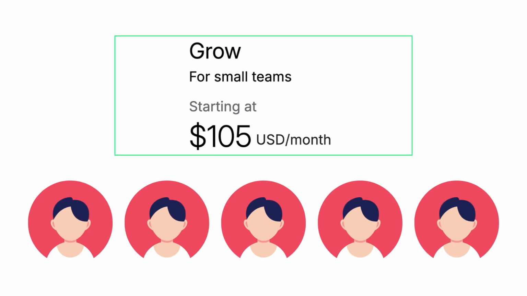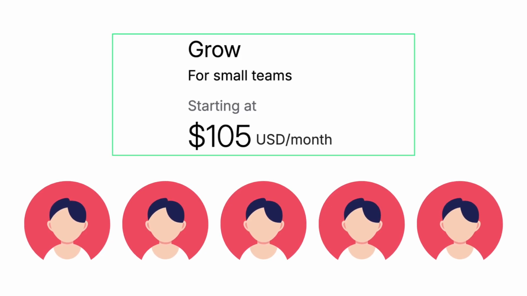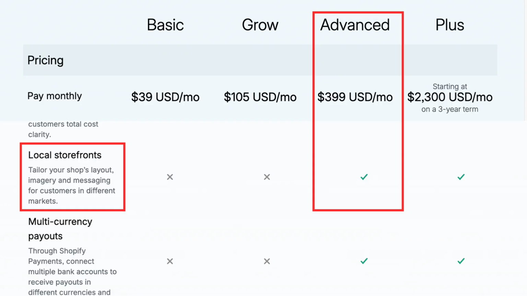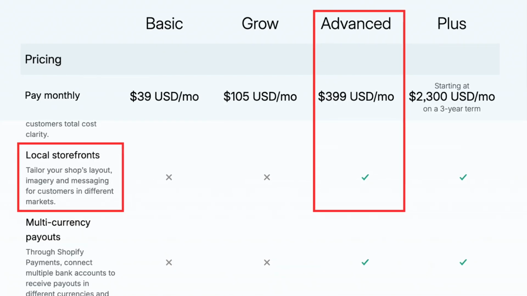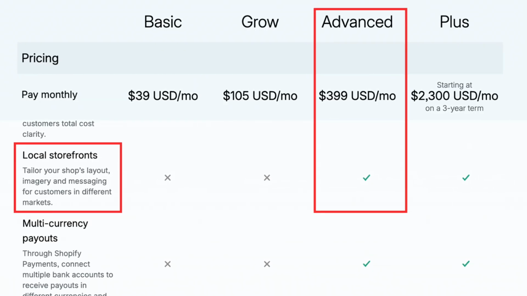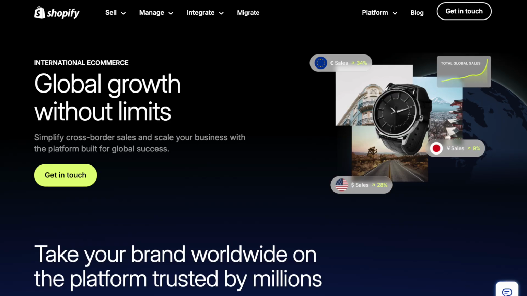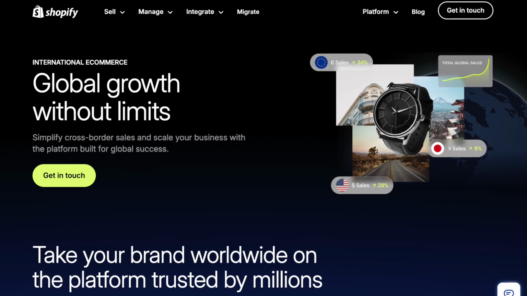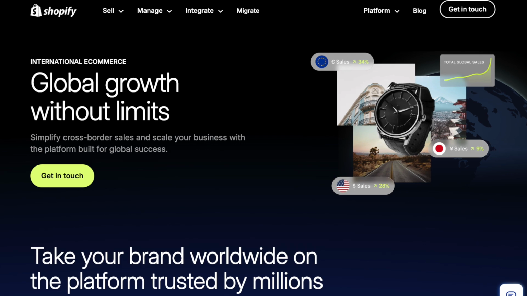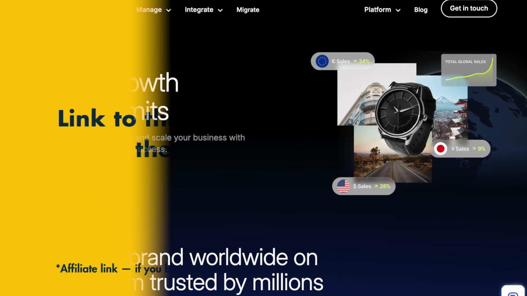If you need team access, Grow is the cheapest plan that facilitates this. If you need extensive international customization features, you should consider Advanced. And Shopify Plus is strictly for large businesses with complex needs and enterprise budgets.